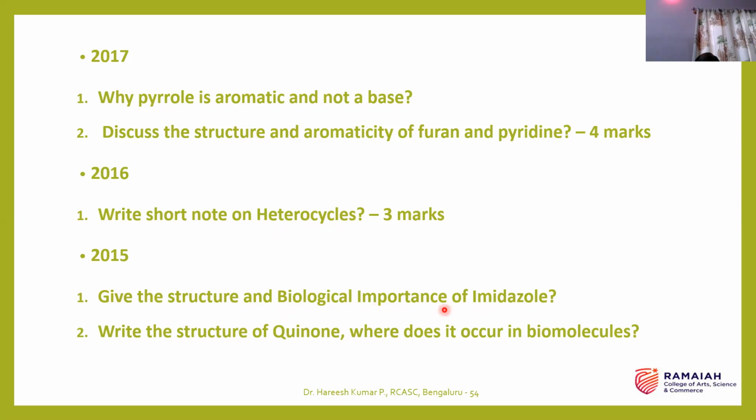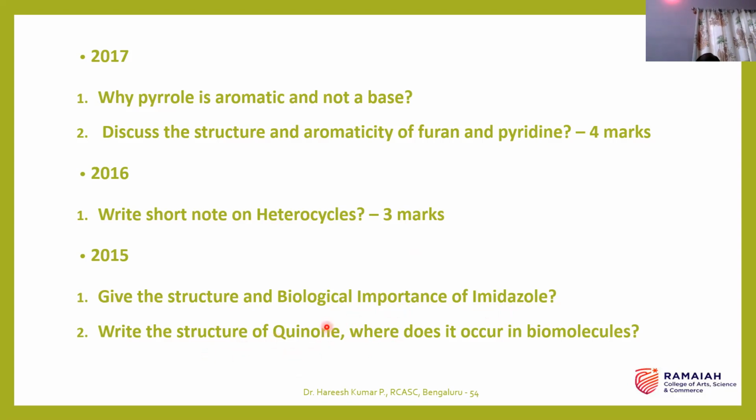Then, give the structure and biological importance of imidazole. Imidazole means a 2 nitrogen containing 5-membered ring. That's what you need to write, and you have to mention its biological importance. I think it is present in vitamin B1, thiamine, no? And also it will act as histidine. I think you know about histidine. Histidine is nothing but a derivative of imidazole. I think I have given it in the notes, you can write it down.